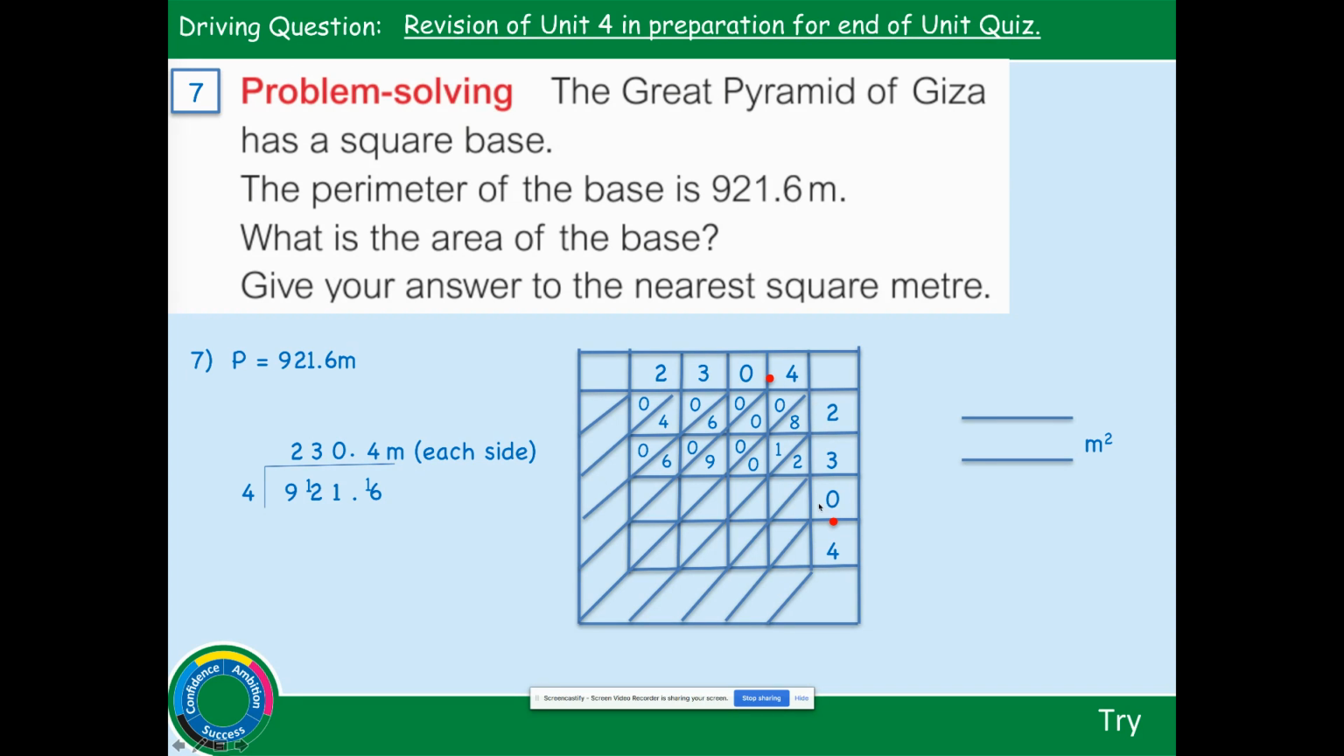We've got the 0 here, so all along here we're going to have zeros because anything times 0 is 0. So 0 times 0 is 0, 3 times 0 is 0, 2 times 0 is 0. 4 times 4 is 16, 0 times 4 is 0, 3 times 4 is 12, and 2 times 4 is 8. Okay, now I add my slanty bits up.